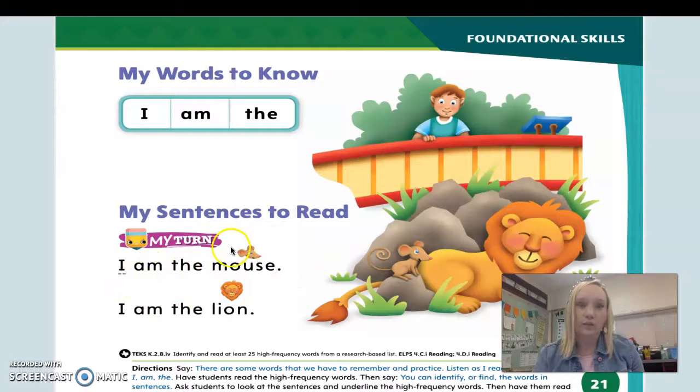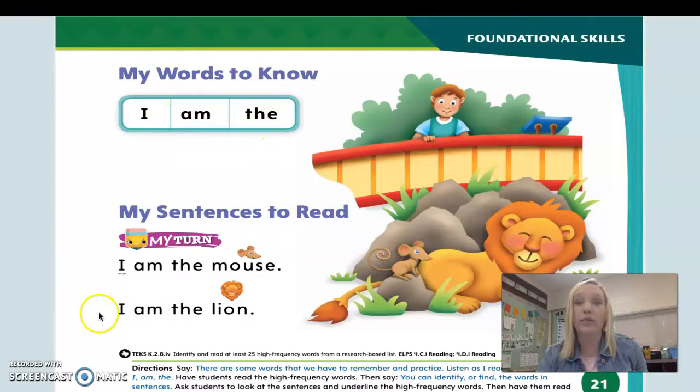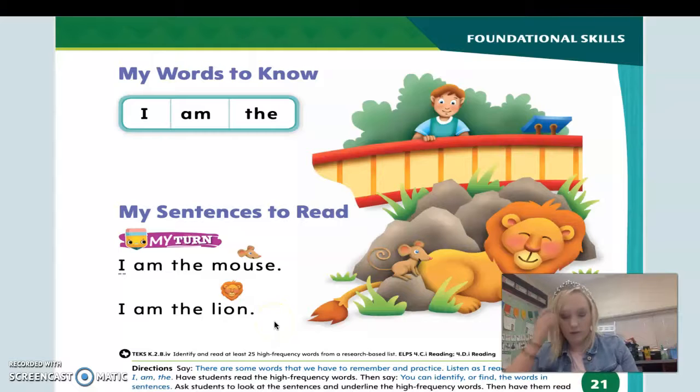Mouse. Very good. And now if you see those words, you're going to underline the words. So can you find those three words in your book on this sentence? I want you to underline the high frequency words that we learned. I want you to find them, underline them, and then see if you can read the sentence with those words. So go ahead and pause this video and take the time to do that.